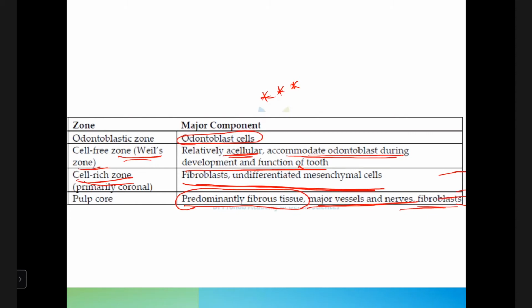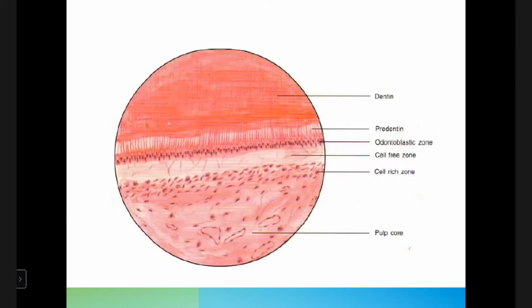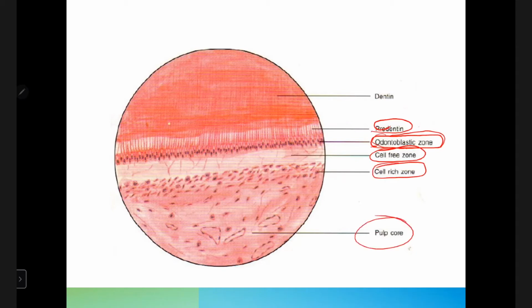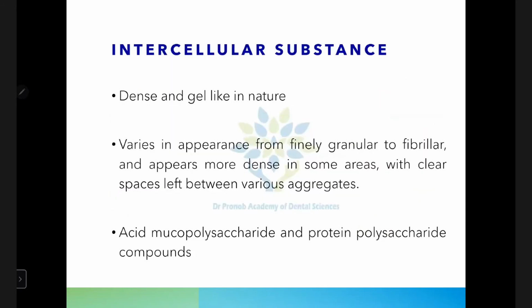Yeah. So here you can see there is the odontoblastic zone. Next to the predentine, we have the odontoblastic zone. So there is dentine, predentine, and next to it the odontoblastic zone. We have the cell-free zone, the cell-rich zone, and next we have the pulp core with a lot of blood vessels and nerves.